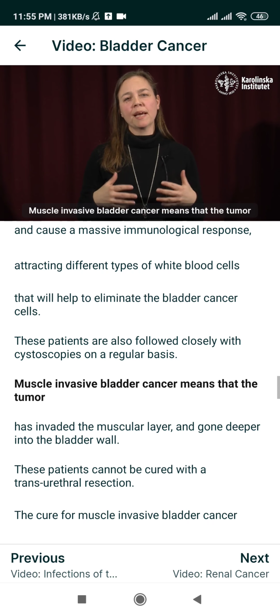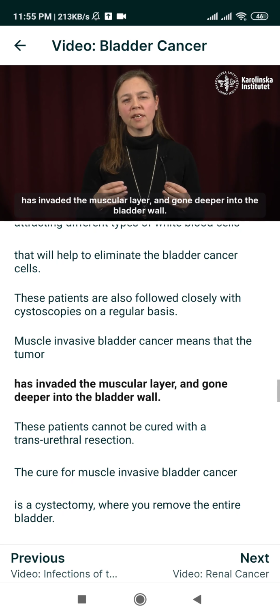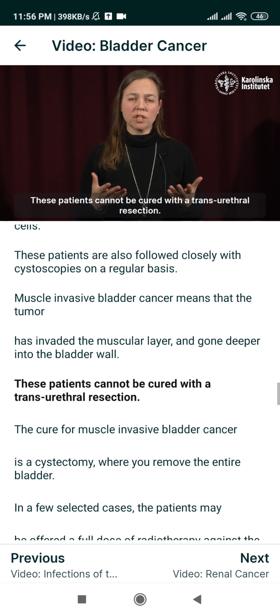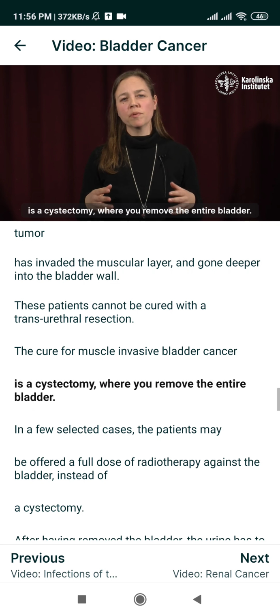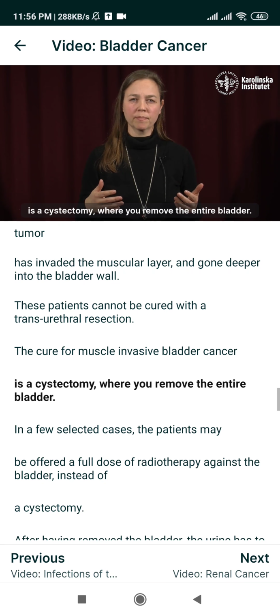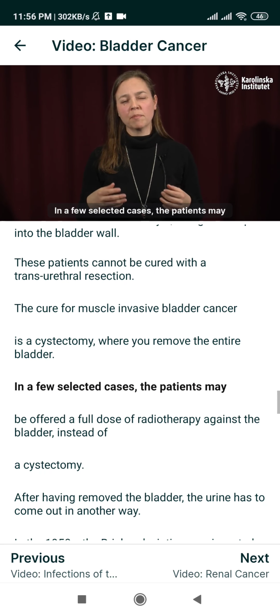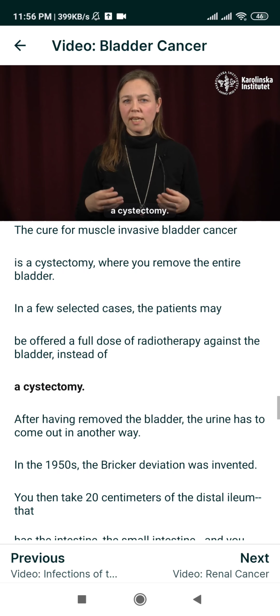Muscle invasive bladder cancer means that the tumor has invaded the muscular layer and gone deeper into the bladder wall. These patients cannot be cured with a transurethral resection. The cure for muscle invasive bladder cancer is a cystectomy, where you remove the entire bladder. In a few selected cases, the patients may be offered a full-dose radiotherapy against the bladder instead of a cystectomy.